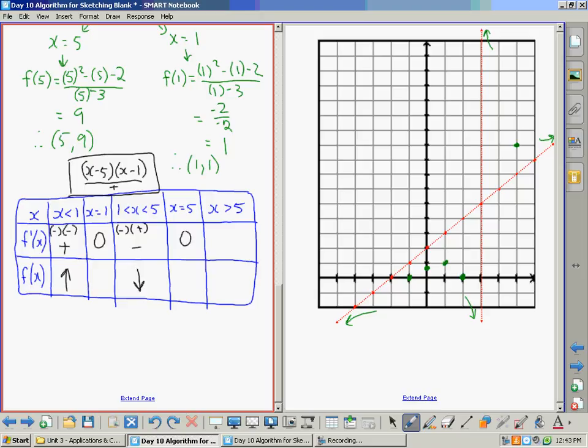Now I pick something greater than 5. So I'll choose 6. 6 minus 5 makes it positive. 6 minus 1 is still positive. Again, the bottom, I don't care. So it's positive, which means the slopes are increasing.